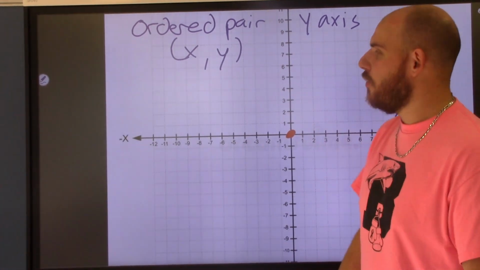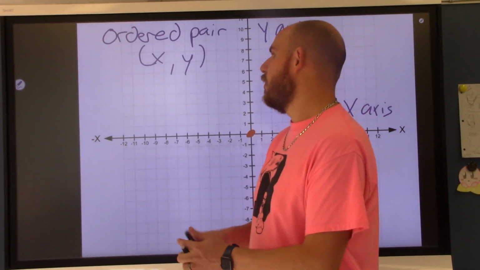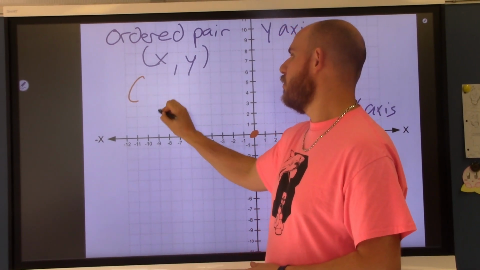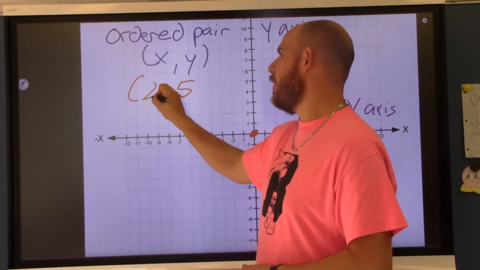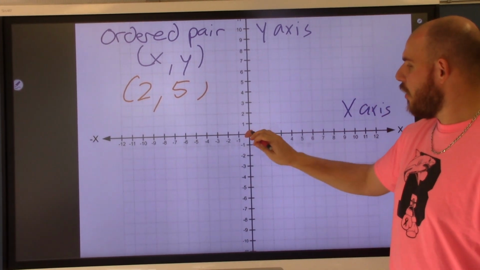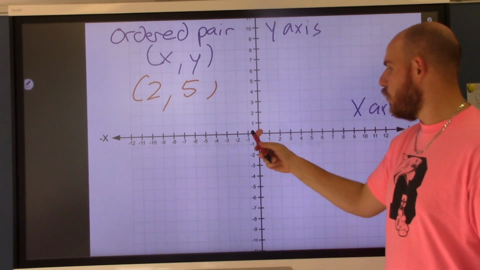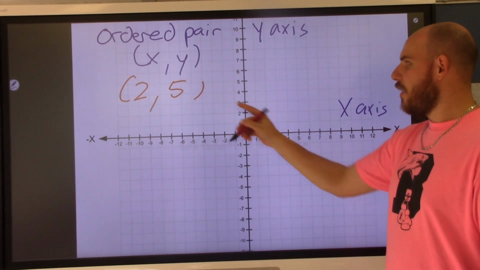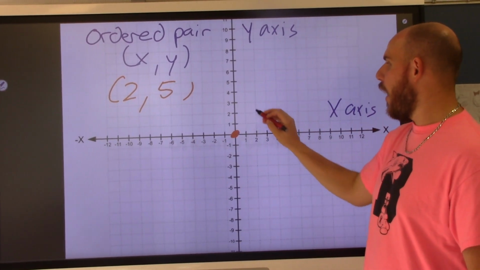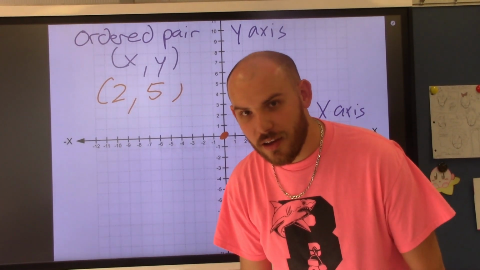So for example, if I have a number like this, 2, 5. That means I'm going to start at the origin. And since this is positive, I'm going to go 2 to the right. And this is positive, I'm going to go 5 up. And I'll put my point right there. Isn't that so crazy?